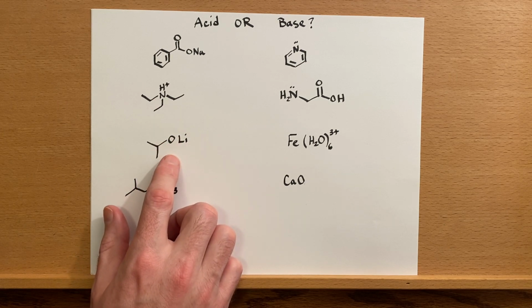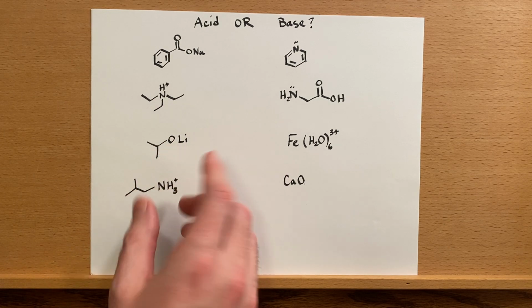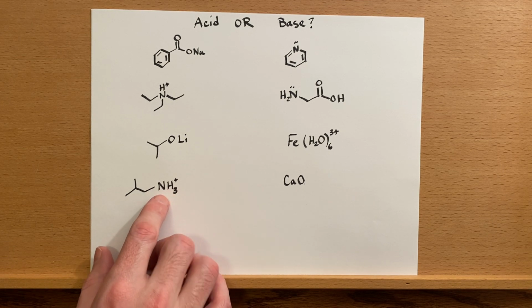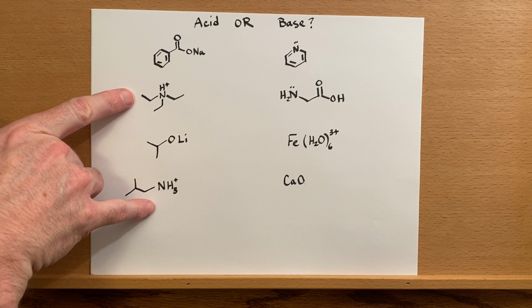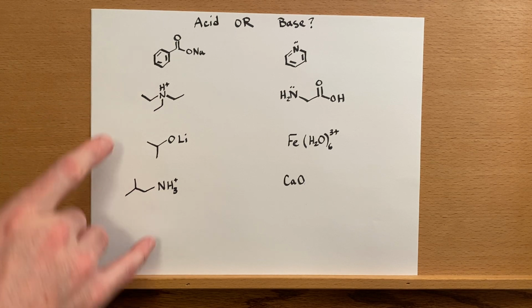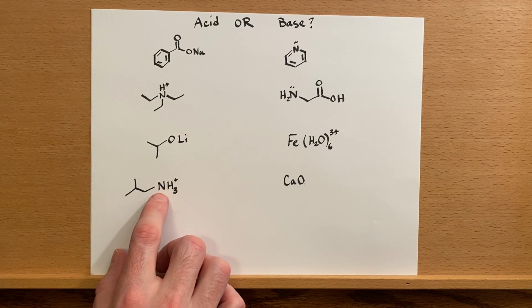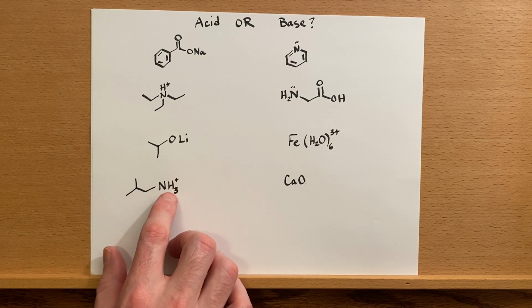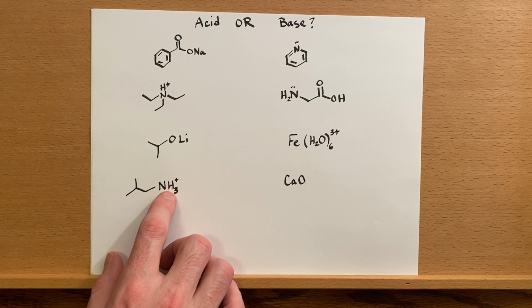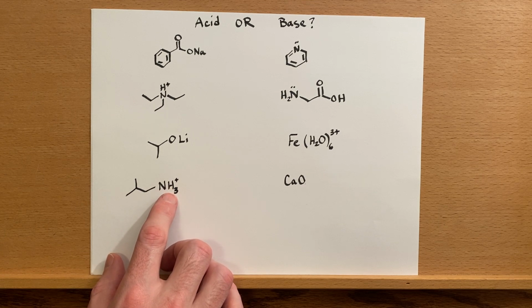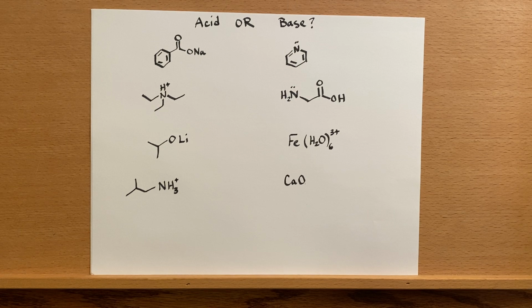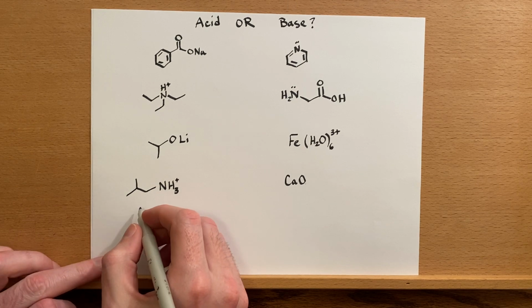So that's a base. Now, skipping down here, this compound and the one above it right here are very similar to each other. You'll notice that this nitrogen has 4 bonds to it, 1, 2, 3, 4, and a positive charge, and one of those extra things is a hydrogen. And so this is an acid. It's the acid of this compound.